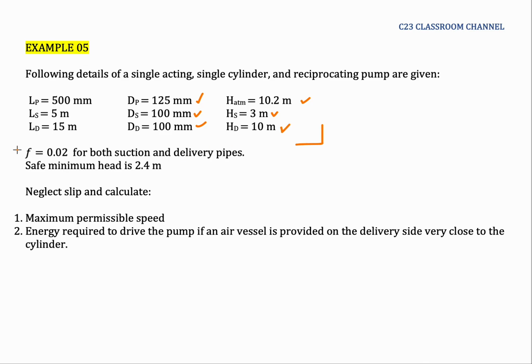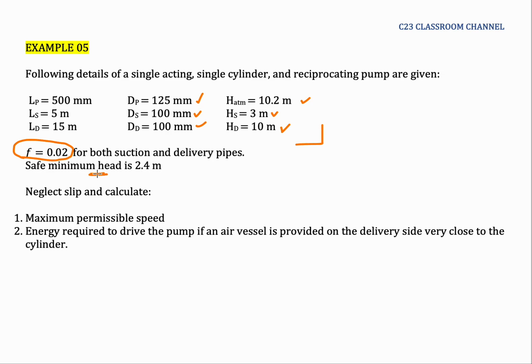And then the value of f is 0.02 for both suction and delivery pipe. So the f here is actually the friction factor for the pipes. So please do your revision. Please revise the minor and major losses that you learned in Fluid Mechanics 1. We would get the value of f from the Moody chart, if you still remember that. The value of f in this problem is given straight away as 0.02.